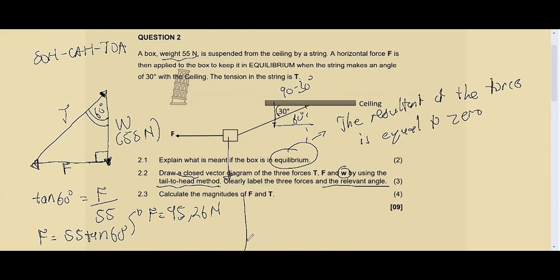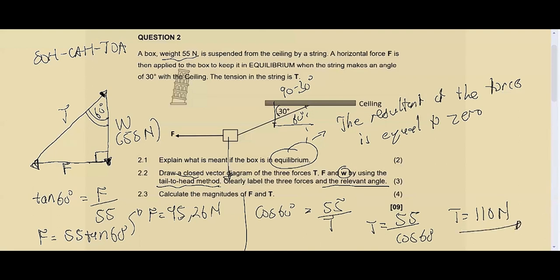Then how would we calculate the magnitude of T? We can also use the trig ratio cos. If we say cos 60 degrees, note that this will be adjacent over hypotenuse. Our adjacent already is 55, that's our weight, but our hypotenuse is tension. So to calculate this, we say T equals 55 over cos 60 degrees. Then our tension is 110 newtons. So that's how you were supposed to tackle this question, guys, for a total of 9 marks.